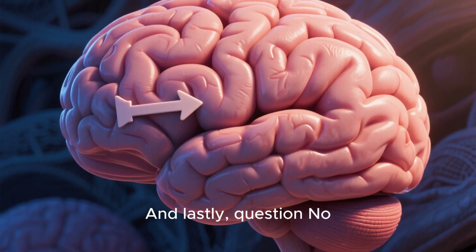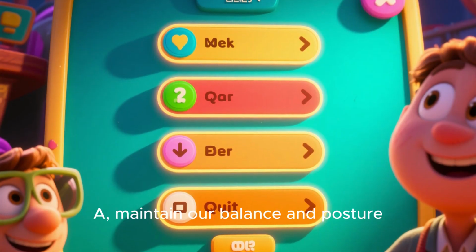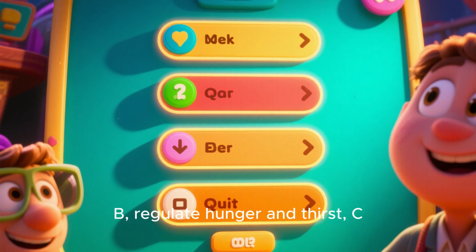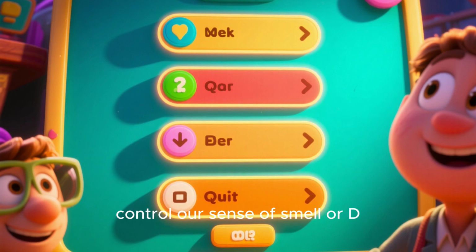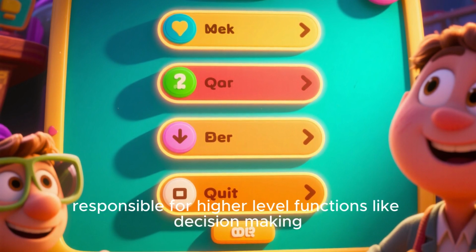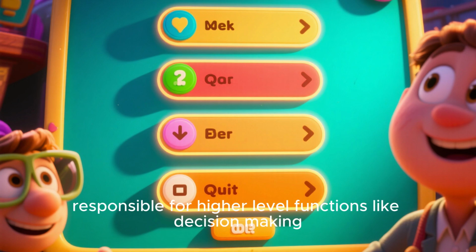And lastly, question no. 8. What is the function of the prefrontal cortex? A. Maintain our balance and posture. B. Regulate hunger and thirst. C. Control our sense of smell. Or D. Responsible for higher level functions like decision making.